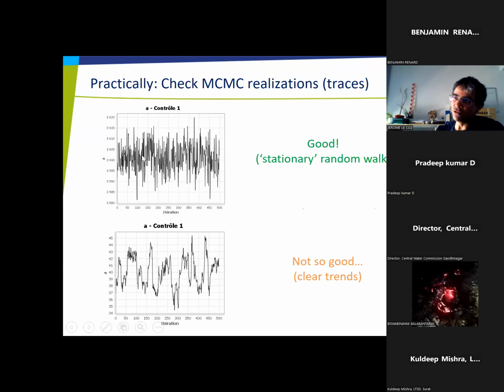So that's pretty good. Here below, it's not so good because we have trends. Sometimes the samples stick to some regions of the posterior distributions in some lower parts, higher parts. It's not a very good exploration. So maybe we have to increase the number of simulations, or maybe it can also be the sign of some problems in our prior assumptions that are not very consistent with the observations we have.